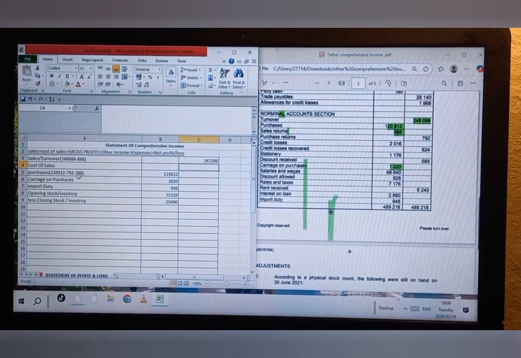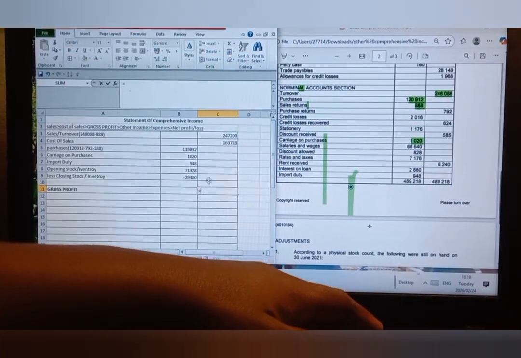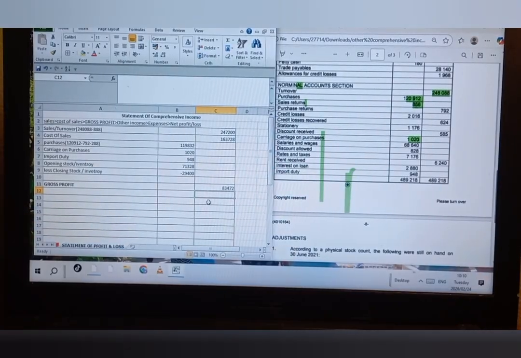This is how we treat our cost of sales. And then we get our gross profit, which equals sales minus cost of sales. It gives us our gross profit.